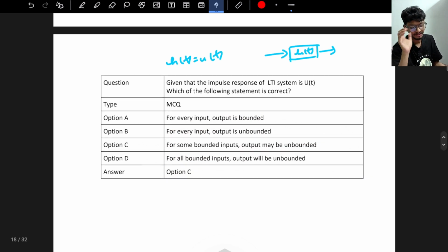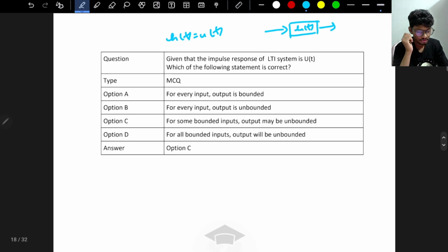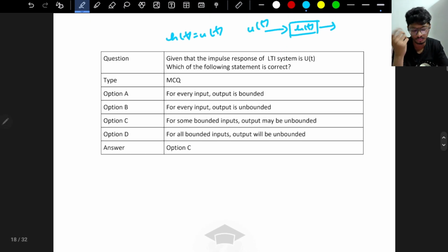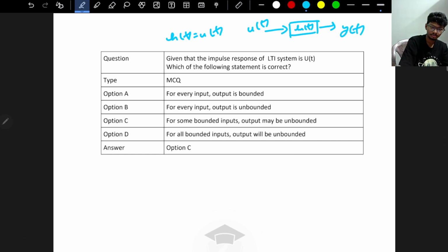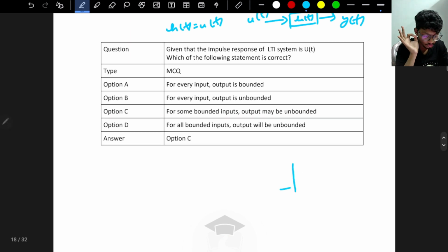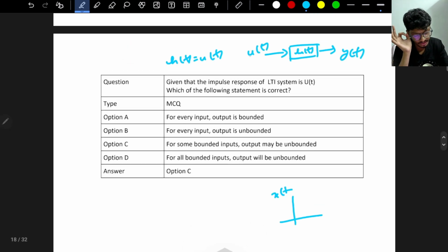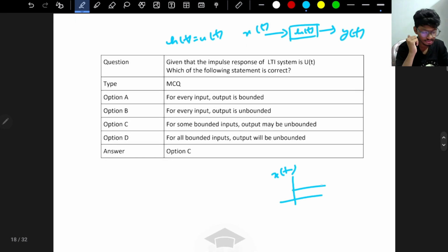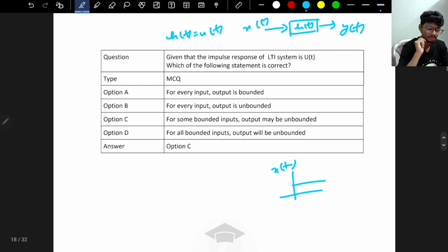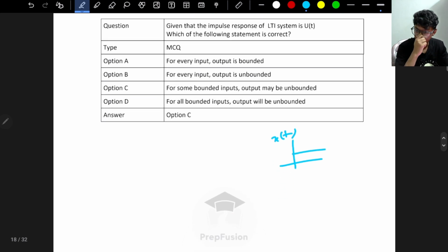If I have an LTI system and my impulse response is u of t, unit step function, let me choose a few inputs and see what output I will get. If I choose a unit step input, if my x of t is u of t, unit step itself, then what will be the output?